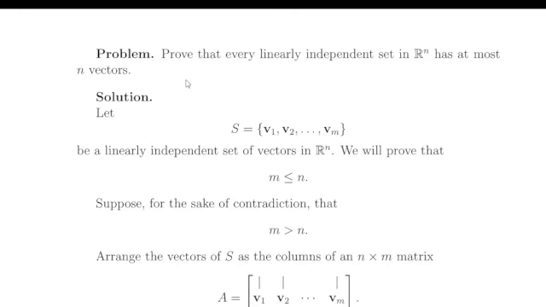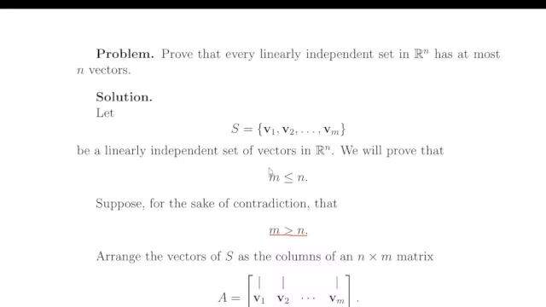In this video, we want to prove that every linearly independent set in Rn has at most n vectors. So let's consider a set S, v1, v2, all the way up to vm, to be a linearly independent set of vectors in Rn. But we're going to assume that m is greater than n, and we want to arrive at a contradiction.